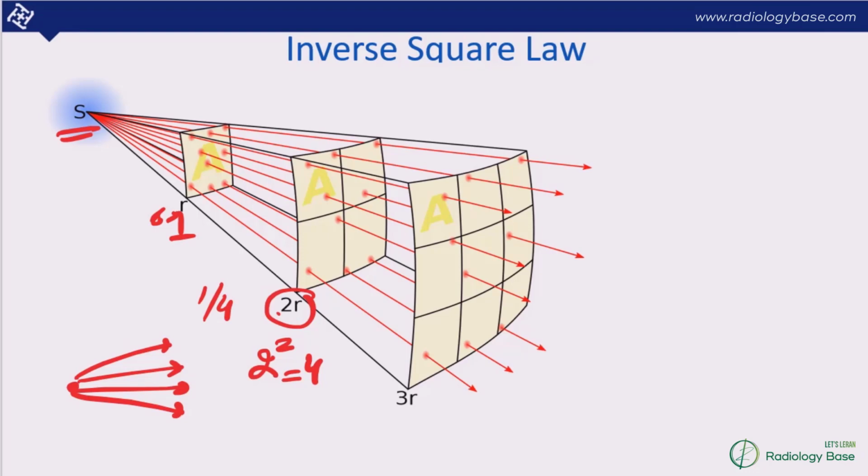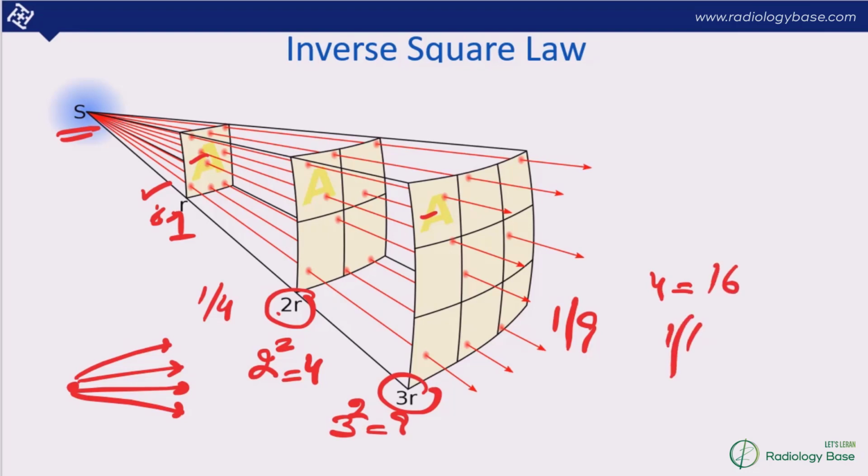Now if the beam travels to 3, 3 squared is 9. So we have the same intensity split into 9 different compartments, which gives a value of 1/9 of the intensity which was present in this block. And if we take it up to 4, it's going to be 16, and the beam intensity will be reduced to 1 by 16th.